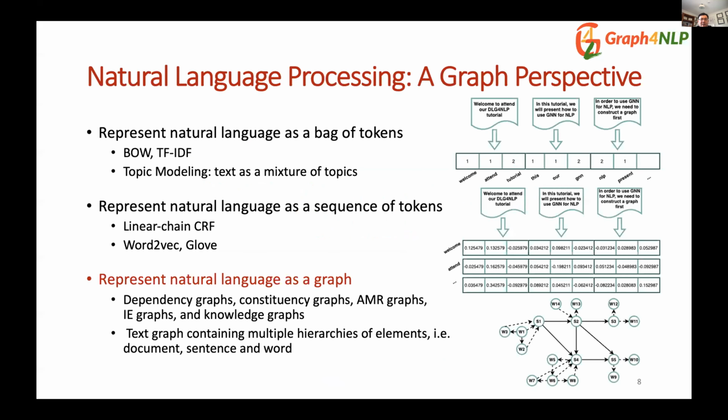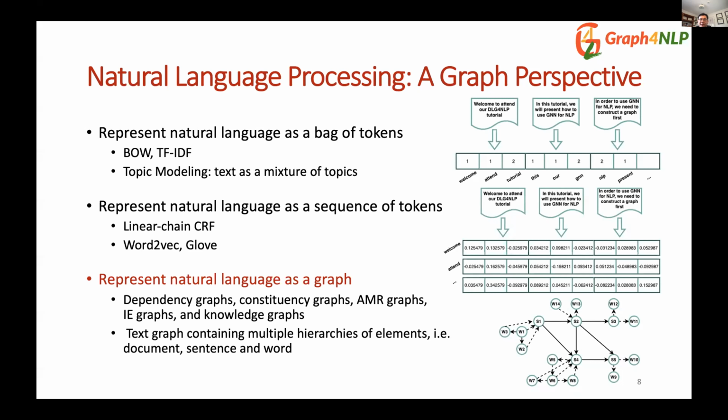First of all, let's take a look at what the current ways are to represent natural language. They typically have three different ways. In a very, very early stage of NLP, people tried to represent natural language as a bag of tokens. This is very natural, as shown on the right-hand side. Let's say we have three sentences. Welcome to attend our DLG4NLP tutorial. In this tutorial, we will present how to use graph neural networks for NLP.